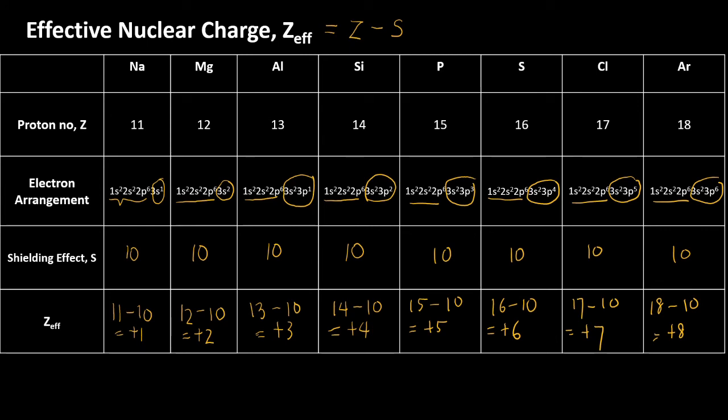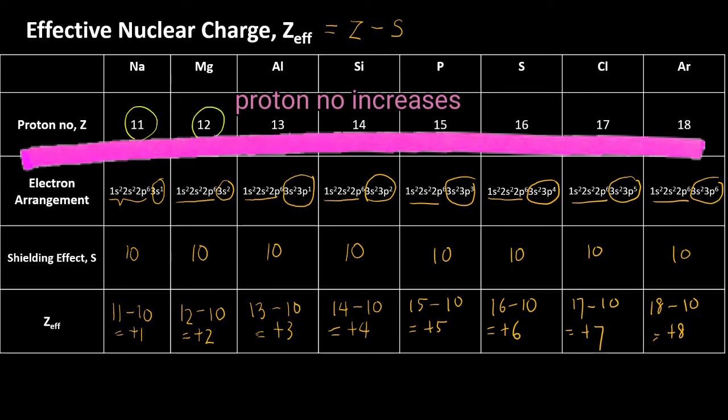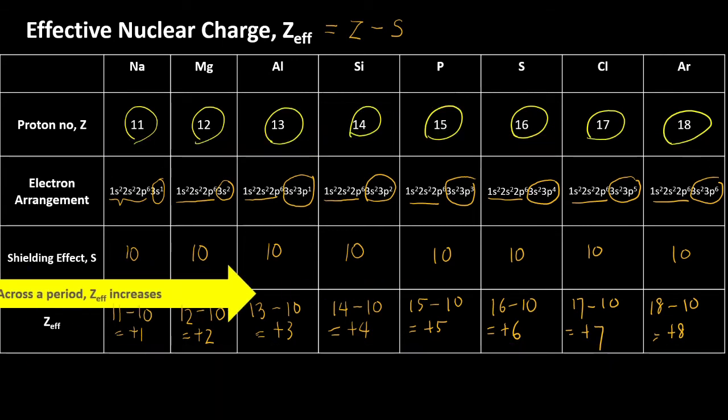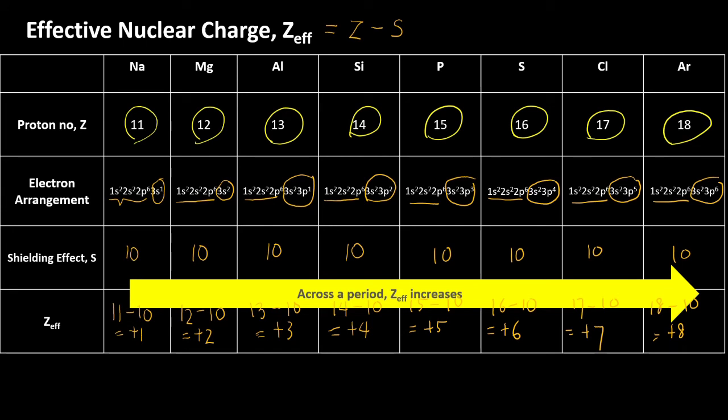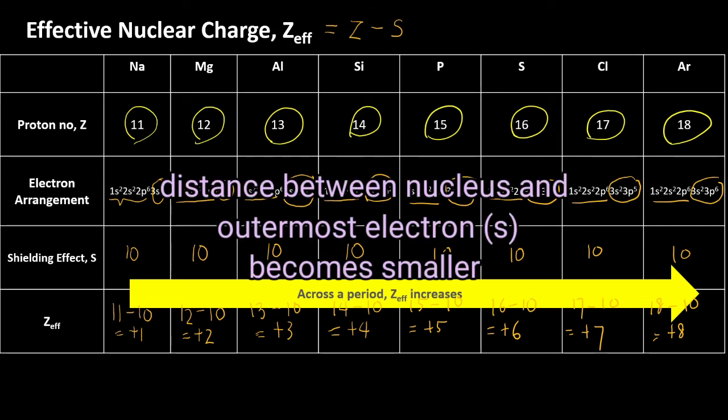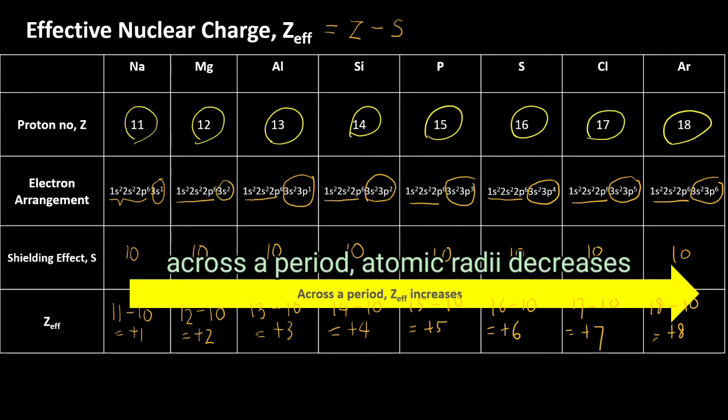So this is the effective nuclear charge of elements across period 3. And we can see that across period 3, the number of protons increases. And as the number of protons increases, the Zeff increases. So as the Zeff increases across the period, the attractions of the nucleus on the outermost shell's electrons become stronger. The distance between the nucleus and the outermost shell's electrons becomes closer, and therefore, across a period, the atomic radii decrease.